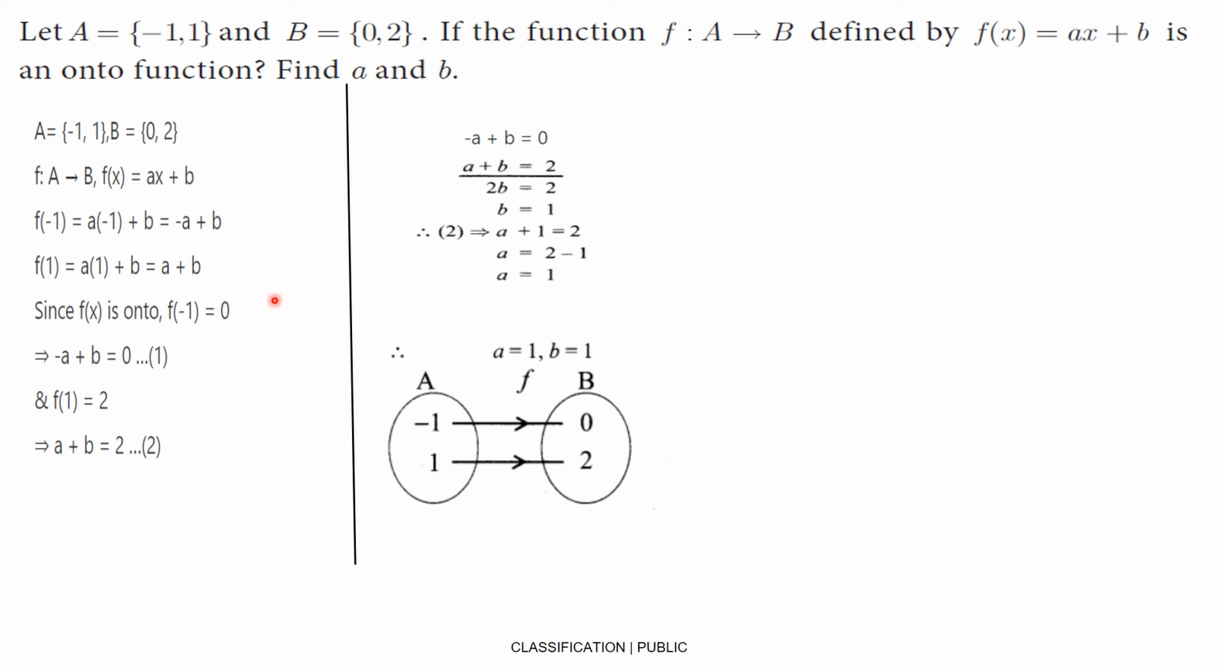Clear? So minus a plus b equal to 0 and f of 1 equal to 2, so a plus b equal to 2. So here minus a plus b equal to 0 and a plus b equal to 2. So minus a plus a will cancel, b plus b, 2b equal to 2. So b equal to 1.